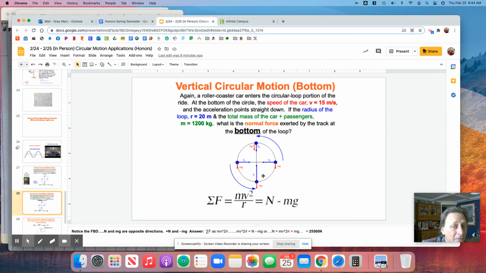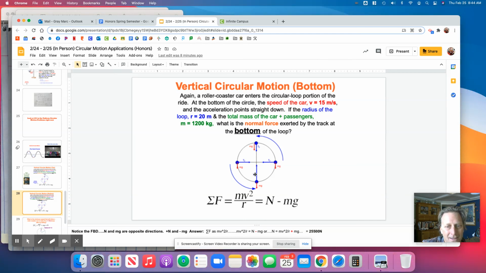You'll do something similar to this one here, where now you're at the bottom of the track. At the bottom of the track, the normal force and the weight are in opposite directions. And so your net force is the normal force minus mg in this case, because they're opposite directions. That turns into a minus problem. And then you go ahead and solve for the normal force here.